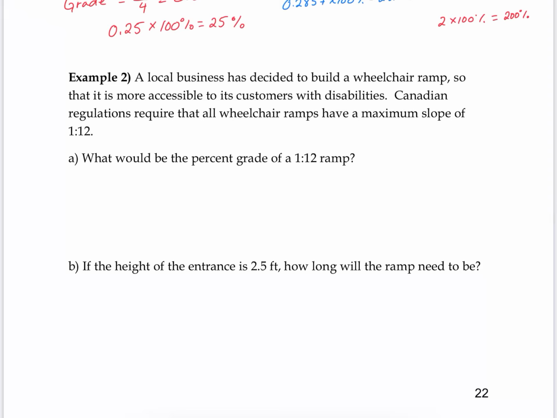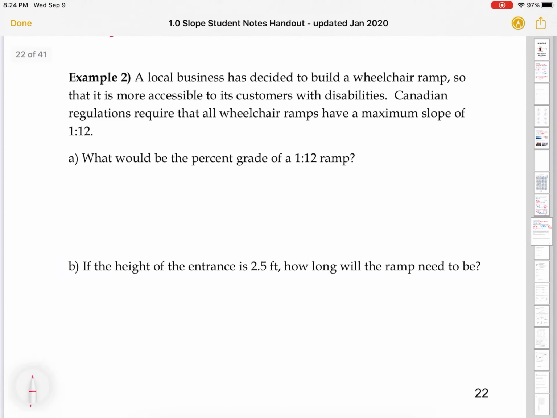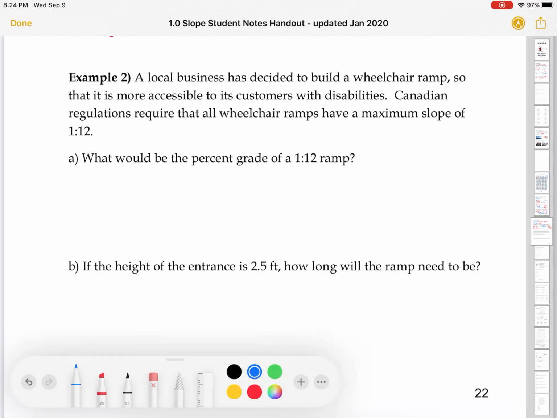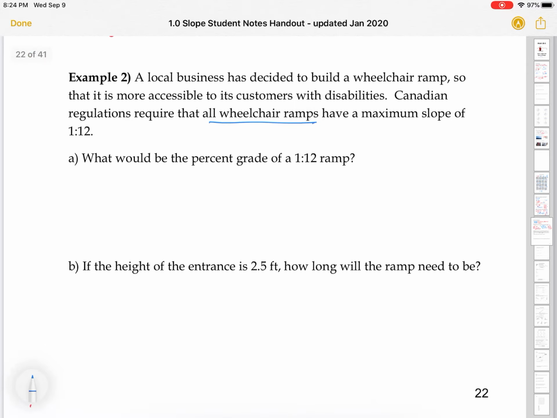It says here, a local business has decided to build a wheelchair ramp so that it is more accessible to its customers with disabilities. Canadian regulations require that all wheelchair ramps have a maximum slope of 1 to 12. So what are they giving here? They're giving a ratio. So a ratio would be the pitch, okay? And it wants to know what would be the percent grade of a 1 to 12 ramp.